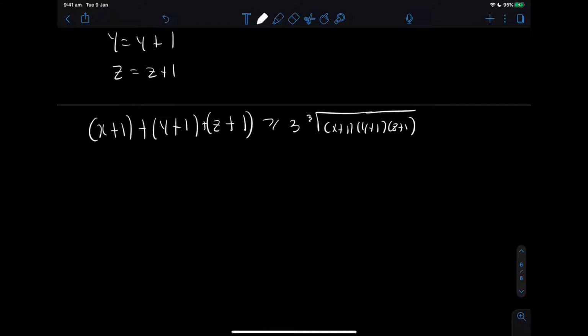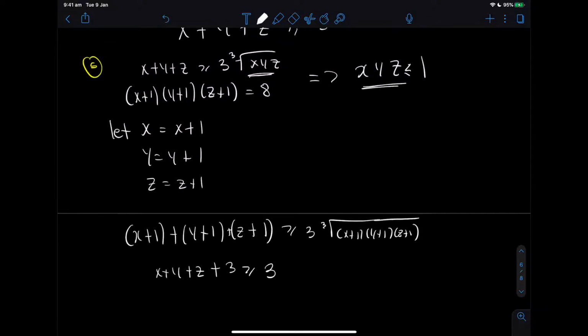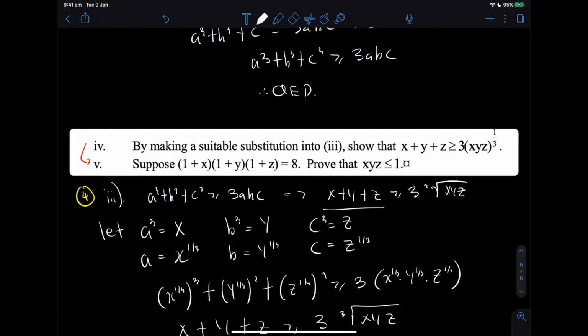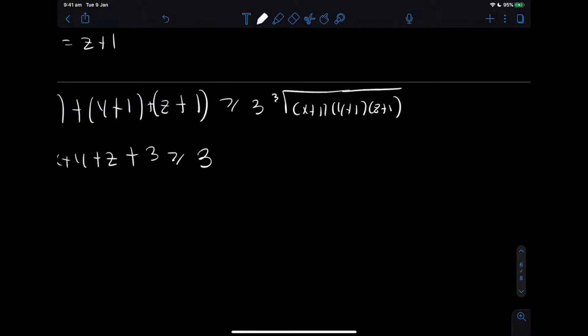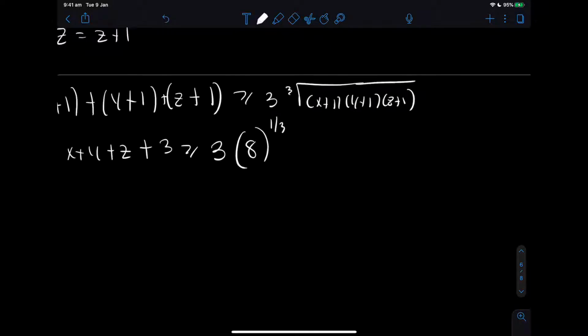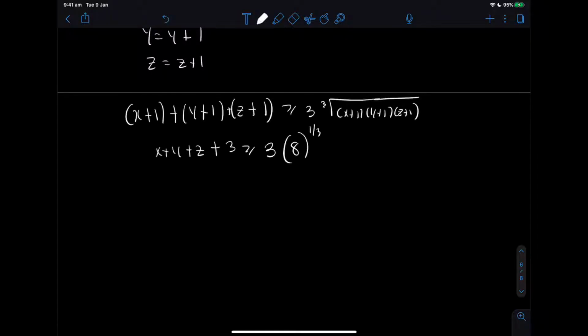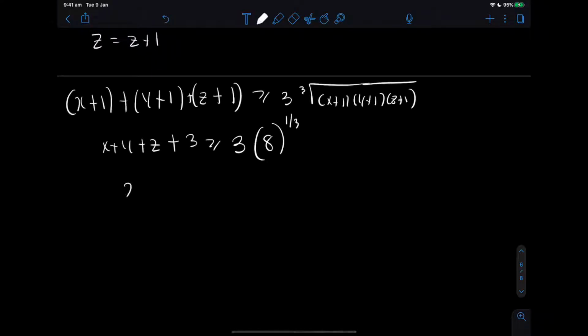So we can simplify this a little bit. We have x plus y plus z plus 3, because we have these 1s there, greater than or equal to 3 times this whole thing. And this may look a little bit messy, but we were given that (x plus 1)(y plus 1)(z plus 1) is actually equal to 8. So we can just sub that in. So 8, to the power of a third.